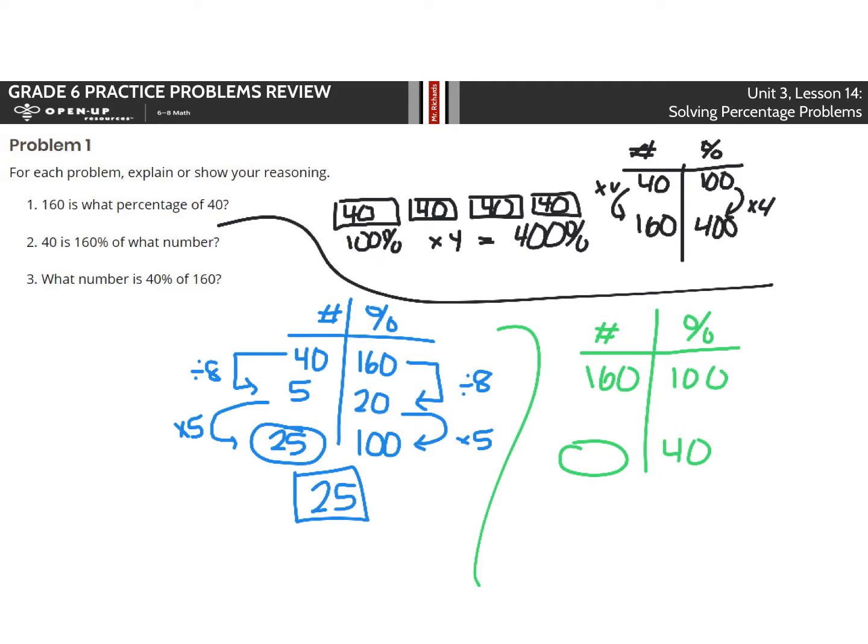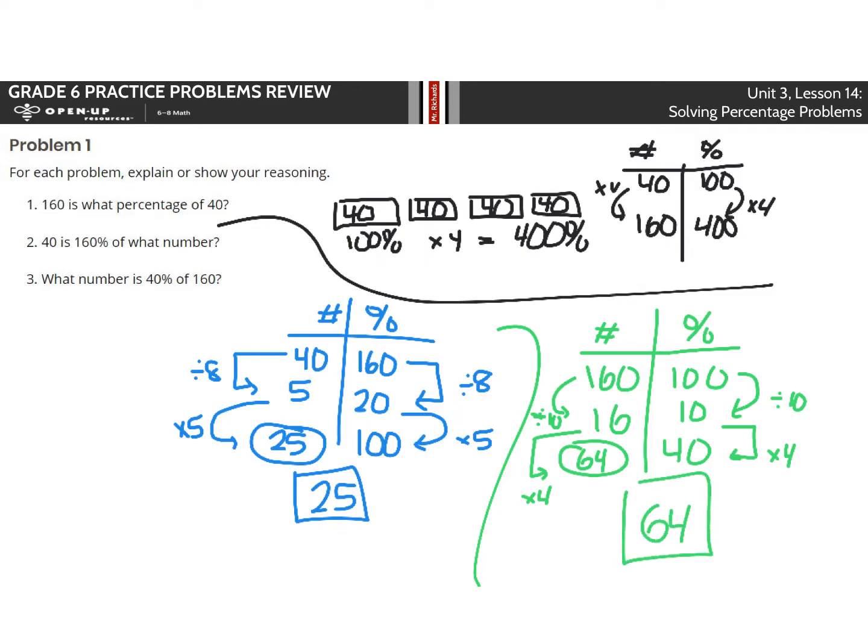And again, we can take that middle step idea here. In this question, if I divide by 10 for the 100, that breaks this down to a 10%. 160 divided by 10 is 16. So 16 is 10%. And then lastly, how do I get from 10 to 40? Well, multiply by 4, and 16 times 4 is 64. So 64 is 40% of 160.